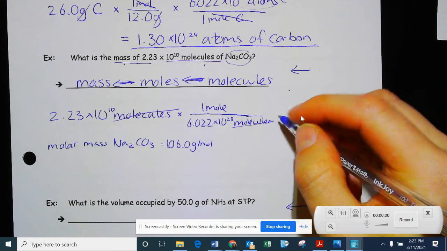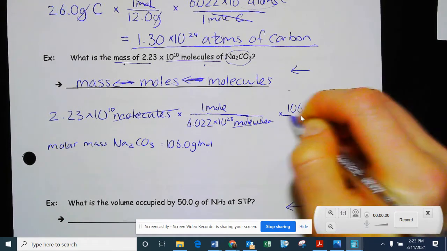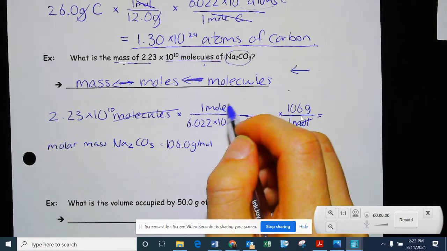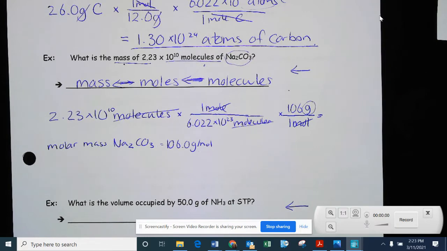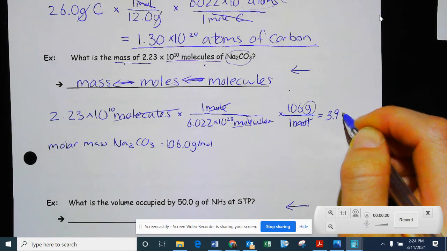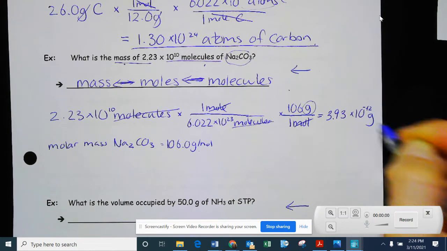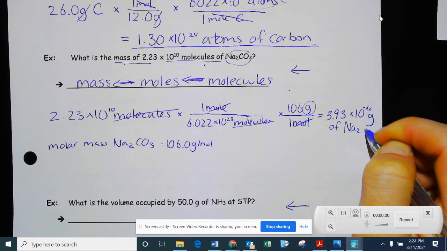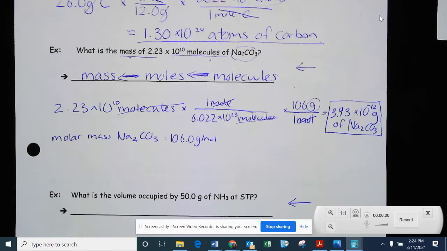So that's our missing piece of information here. So we're going to plug that in. 106 grams for every 1 mole. And that's canceled out moles. So now we're going to be left with grams, which is what we're looking for. So we just do the math here, and we end up with, hopefully, 3.93 times 10 to the negative 12 grams of sodium carbonate. So that's my end result, is grams.